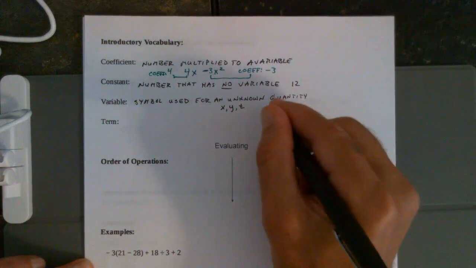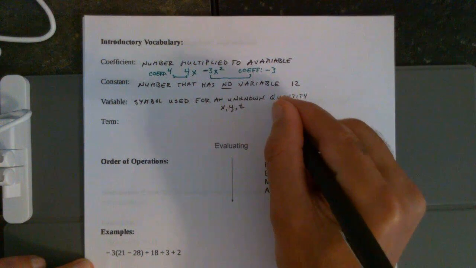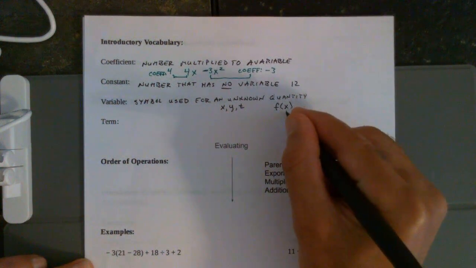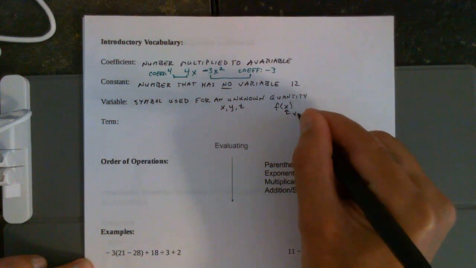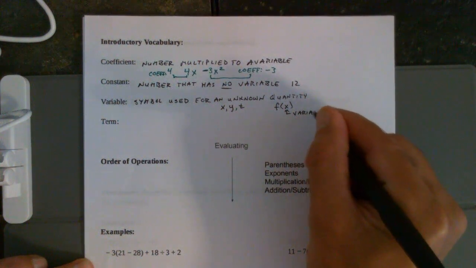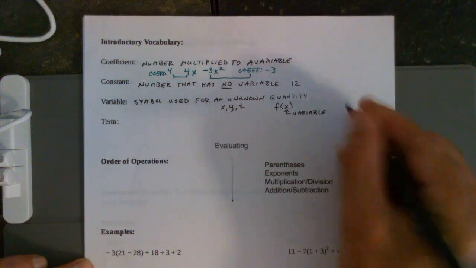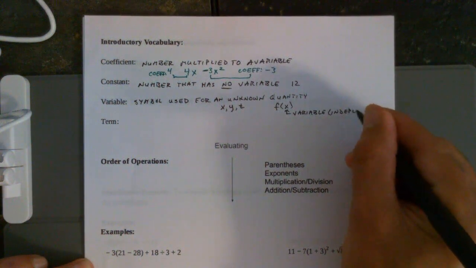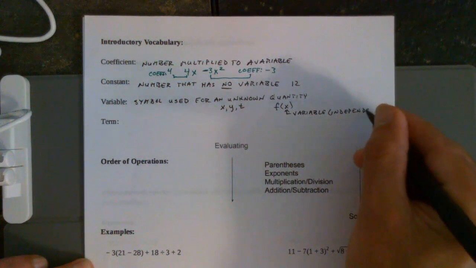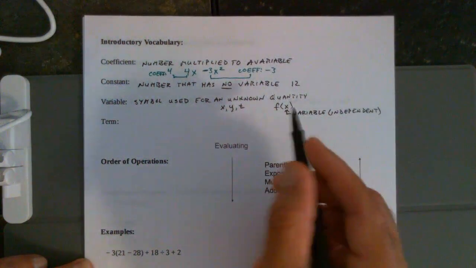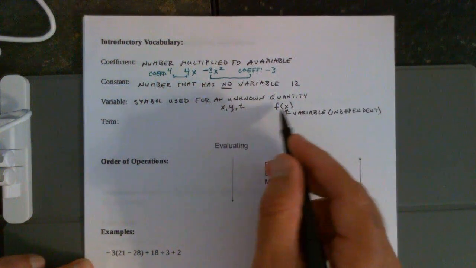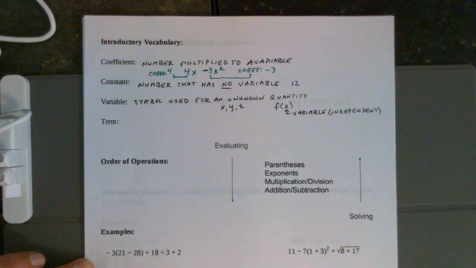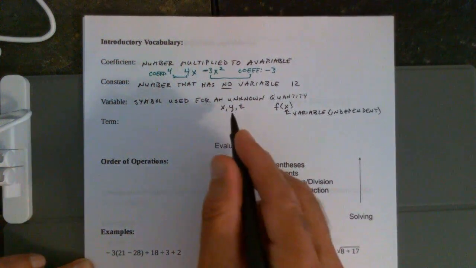And then in function notation, we might have something like f of x, where it tells us that x is the variable, the independent variable, meaning it's the one that we will input values for. F of x is the same thing as y, it's just a different way to write it, and f of x would be the dependent variable, as is y in most cases.